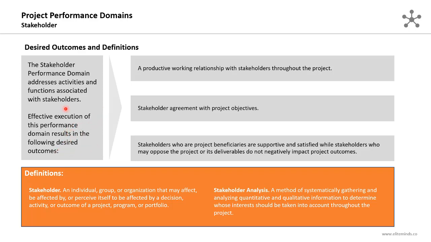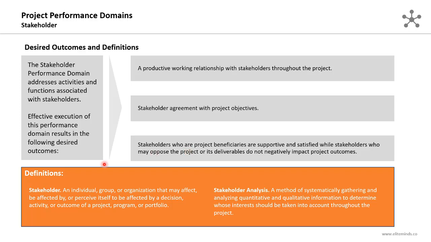So if we executed the activities and functions associated with this performance domain in a proper manner, we should expect these outcomes: a productive working relationship with stakeholders throughout the project, stakeholder agreement with the project objectives and the project outcomes, stakeholders who are project beneficiaries are supportive and satisfied, while stakeholders who may oppose the project or its deliverables do not negatively impact the project outcomes. These are the three key outcomes or the desired outcomes of executing the activities related to this performance domain.